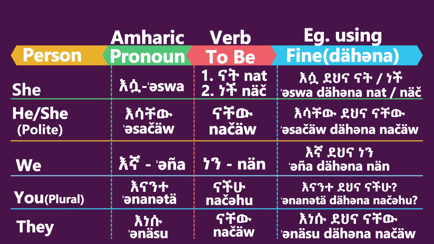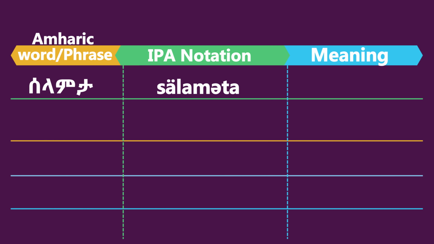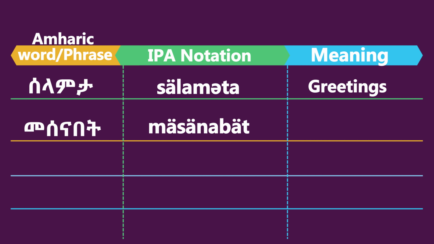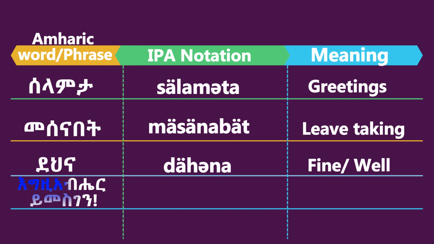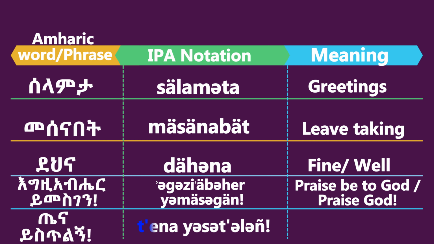Finally, I would like to quickly summarize the vocabulary that is mostly used in Amharic greetings and leave takings. I will put them in a table format so you will be able to take screenshots to memorize them later. ሰላምታ, which means greetings. መሰናበት, which means leave takings. ደህና, which means fine. እግዚአብሔር ይመስገን, which means praise be to God. ጤና ይስጥልኝ, which means may God grant you health.